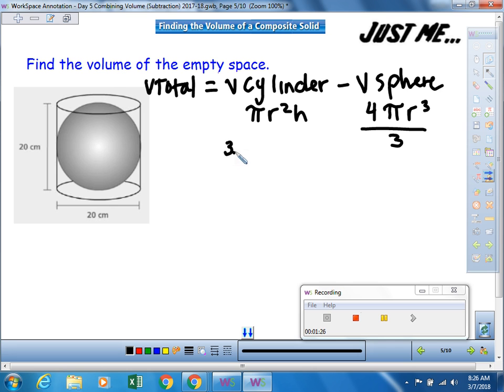So 3.14 times, this is the diameter, so the radius is 10. 10 squared times my height is 20. And then we're going to calculate that out.